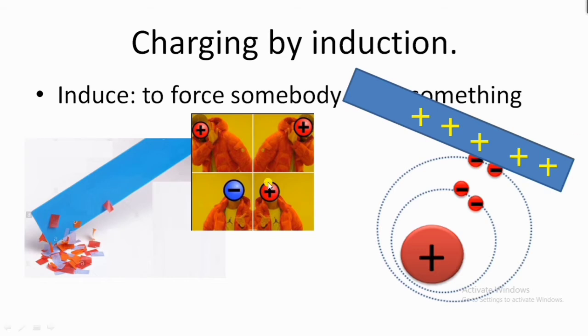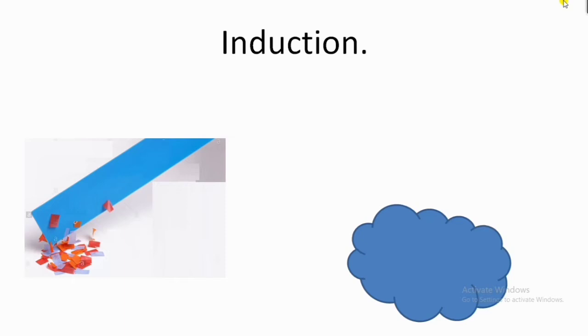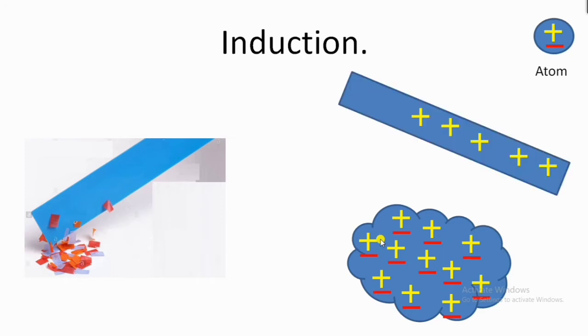Now let's understand this with a piece of paper. As we all know, an atom consists of an equal number of positive and negative charges, so we can denote the atom like this, positive and negative kept together. Now let's take a piece of paper, and a piece of paper consists of a large number of atoms. So these are all the atoms inside the piece of paper, and this is a positively charged glass rod.